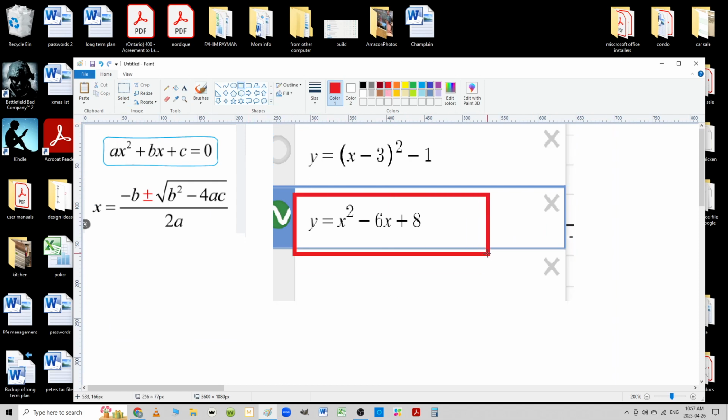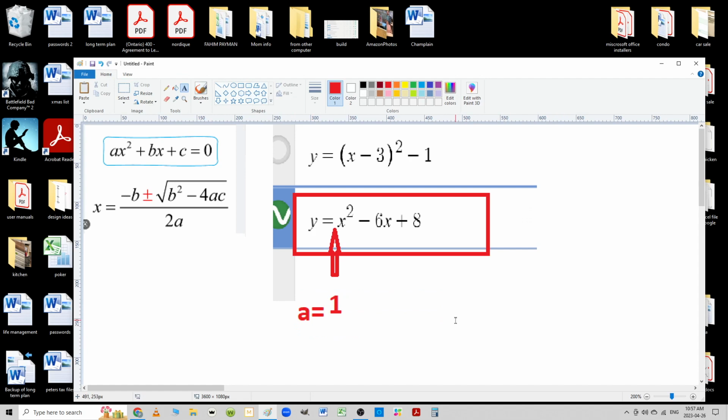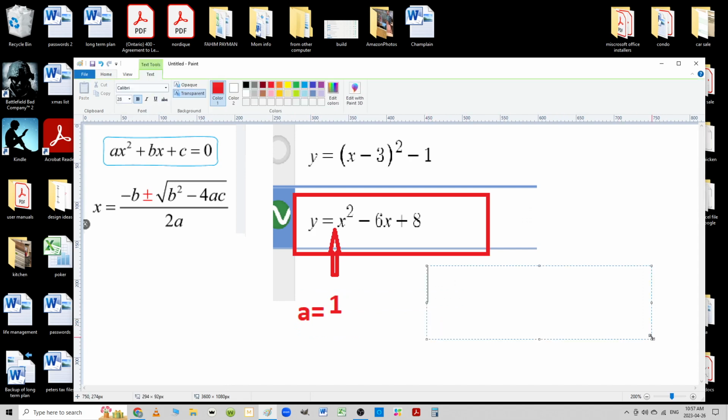How do we identify A, B, and C? Well, when there's no number in front, that's actually a 1. We never write the 1. The number in front of the x squared is our A. Why is it important to memorize that it's in front of the x squared? Because sometimes they'll be tricky, and they'll give you a line in the wrong order, like this.